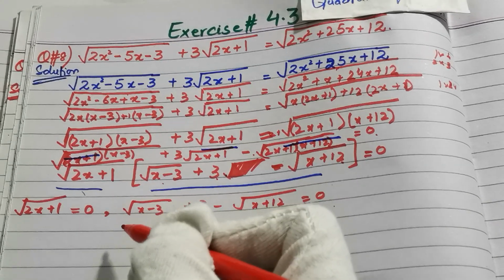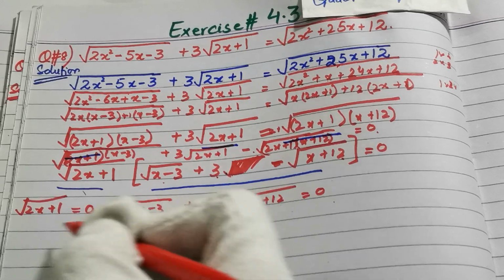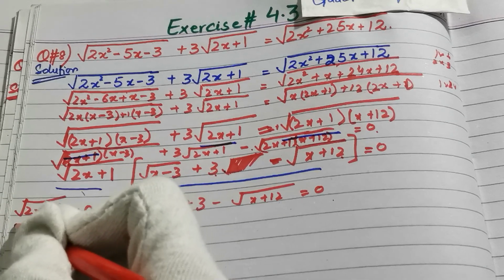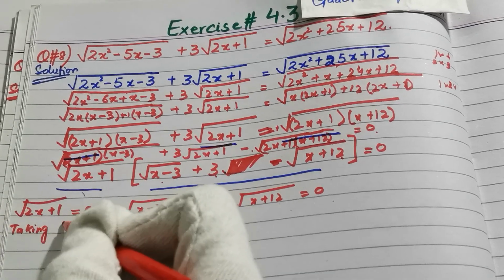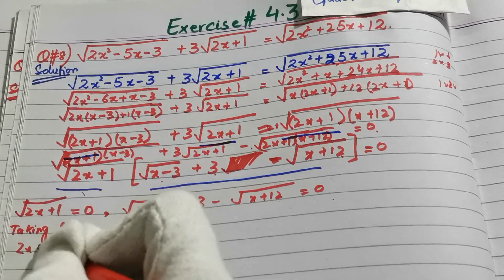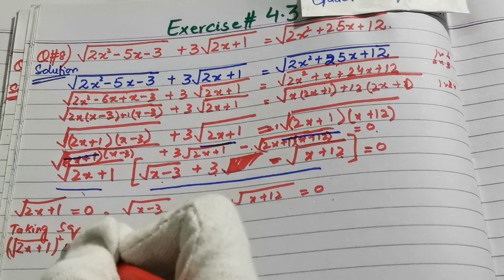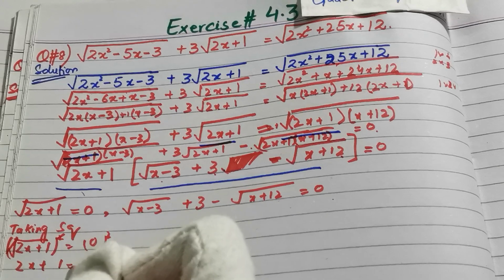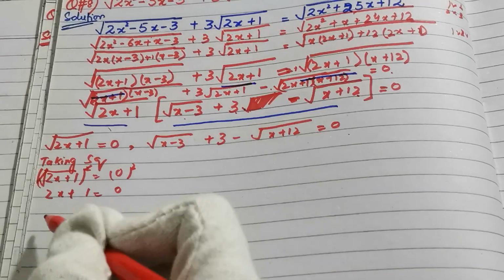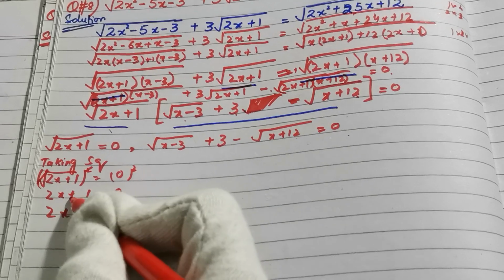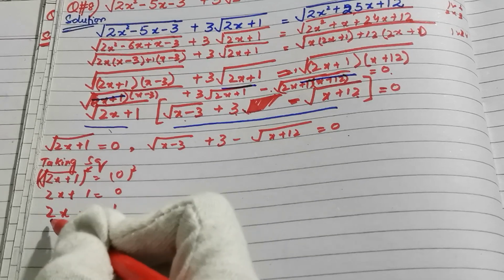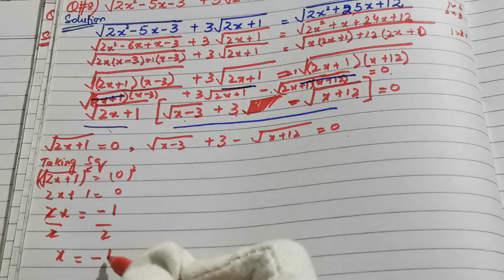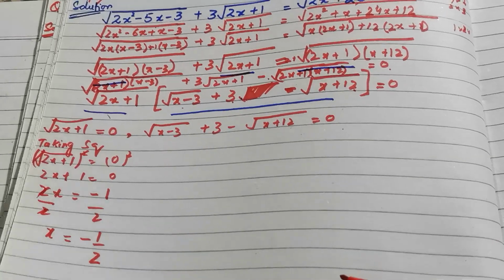Now what will we do? We will take square on both sides. Under root 2x plus 1 square is equal to 0 square. So the square and the root cancel. 2x plus 1 is equal to 0. Now what will we do? 2x plus 1, the positive sign becomes negative when taken to the right side. Divide by 2 on both sides, and x is equal to minus 1 by 2 is left.